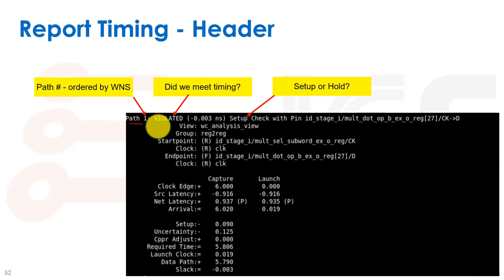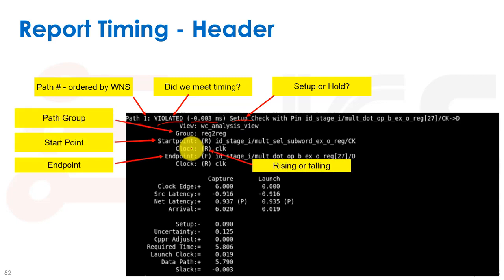And it says violated. That means, if we have negative or positive slack, violated is negative slack, met is positive slack. And then it actually shows us the slack, which is 0.03 nanoseconds. So we have here 3 picoseconds of negative slack, and we can see here that it says it's a setup check with pin, blah, blah, blah. So we know that this is a setup check and not a hold check. There are other things here that we'll go into.